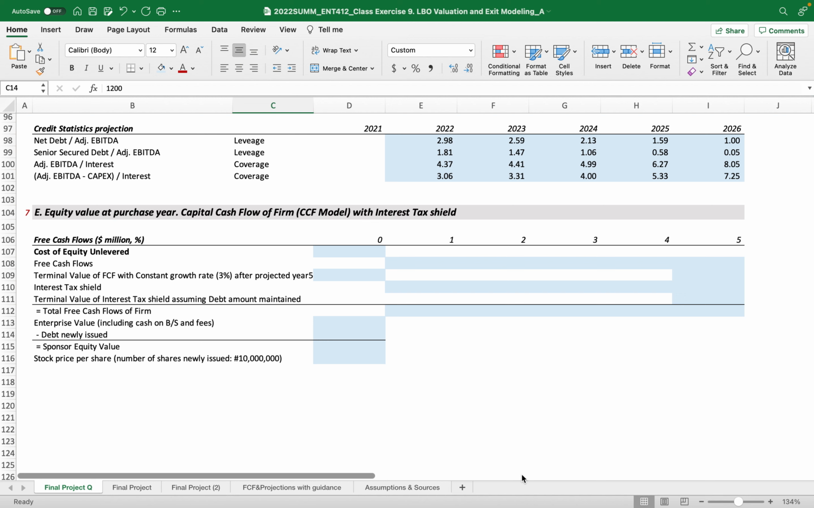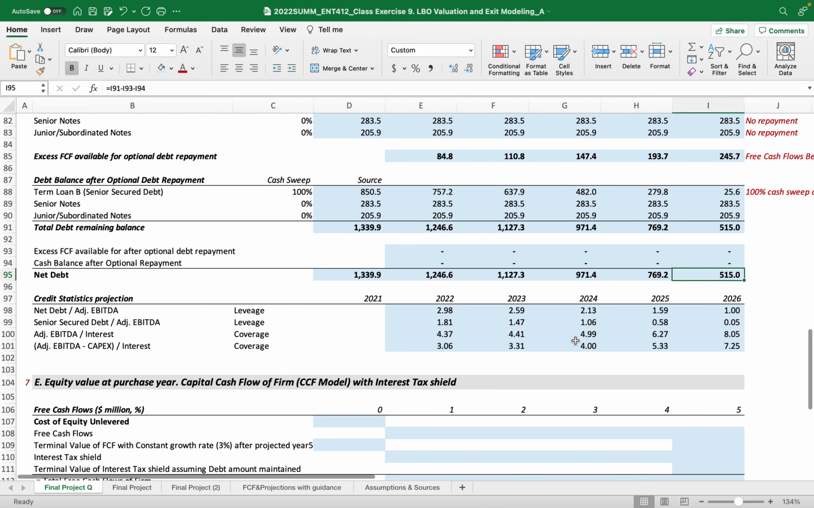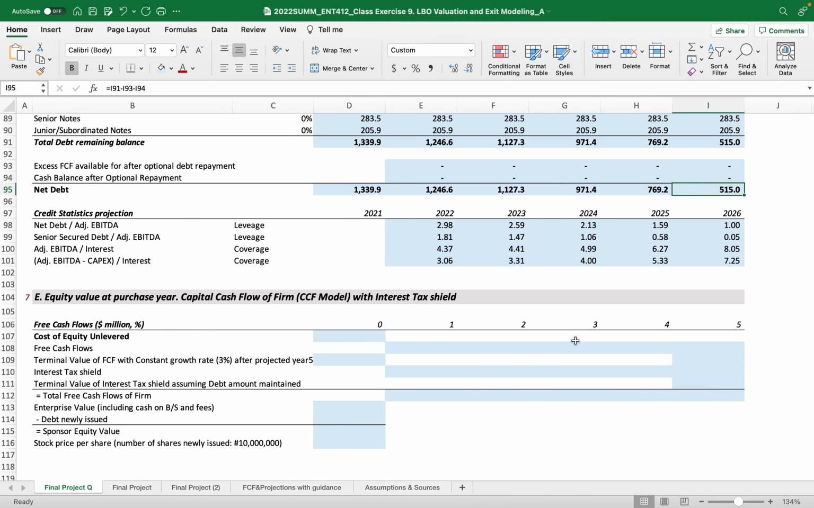Welcome back, students. Let's complete this LBO valuation exit model with the equity value at the purchase year, using the capital cash flow from the CCF model with interest tax shield. The reason we are using this CCF model is that we've calculated the changes of the net debt, right? If the net debt changes, we cannot use just one discount rate, for example, the weighted average cost of capital using the FCF model. We would need to calculate each year's weighted average cost of capital.